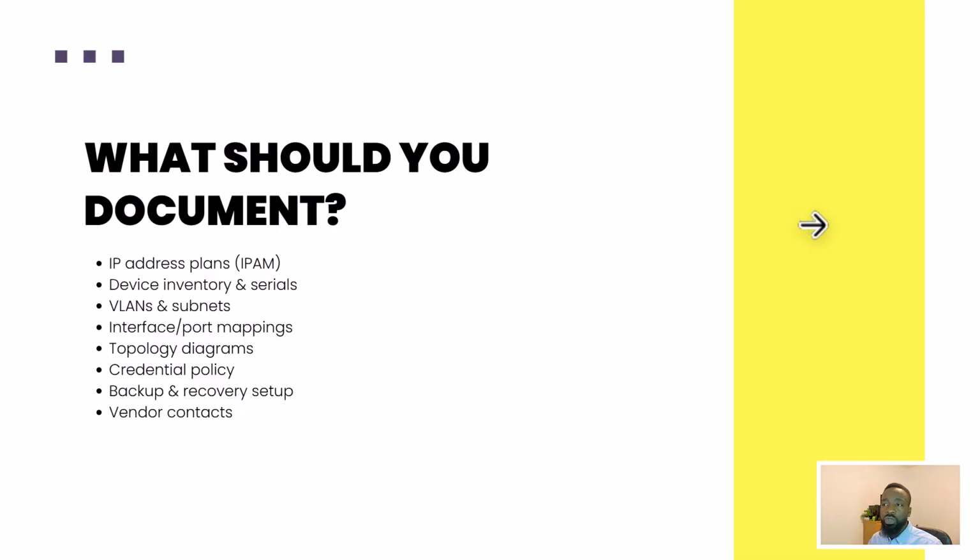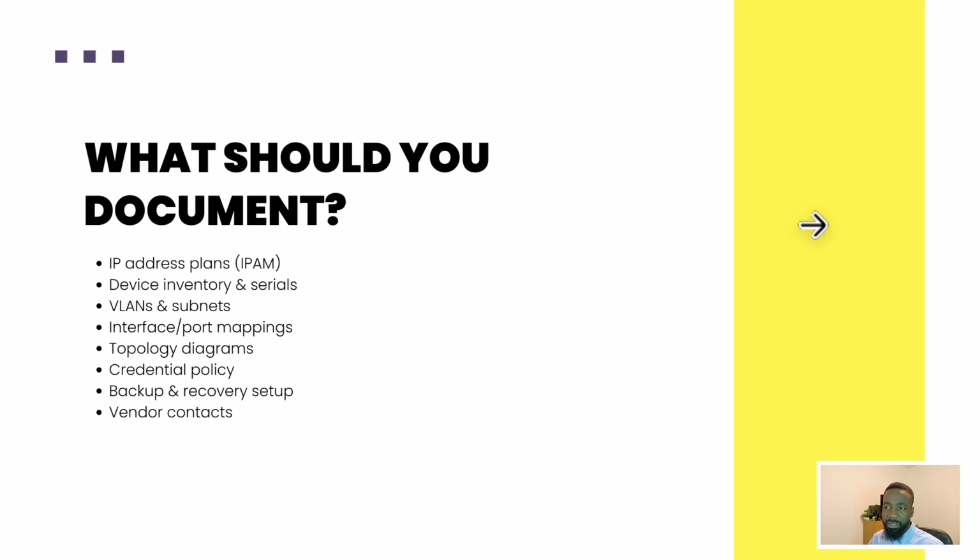Next one is, what should you document? So there are lots of things to document. Obviously, this series wouldn't go through every single thing, but I'll go through the key concepts and help you understand what you're supposed to be documenting. So we're going to be talking about IPAM, how to document IP addresses, device inventory, and serials. Those are very important.